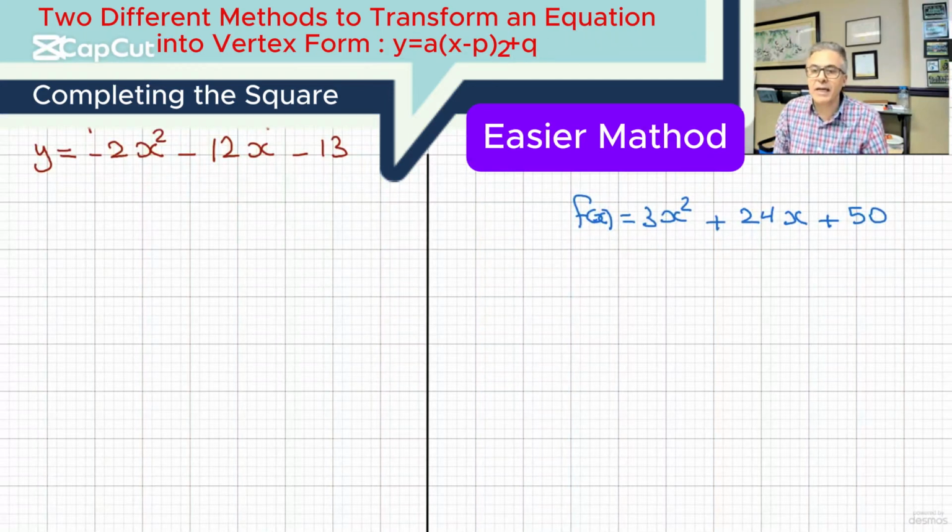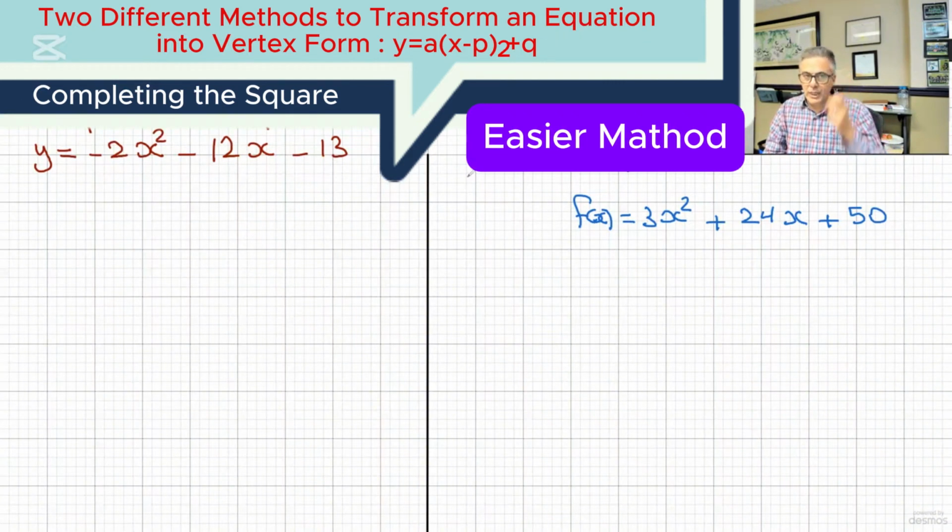Did you know there's more than one way to convert an equation from general form to vertex form? In this video, we'll explore two different methods to make the process easier and help you choose the best approach for any problem. We will explore the two methods to transform an equation into vertex form, y equals a(x minus p) squared plus q. By the end, you'll know exactly how to tackle any quadratic equation with confidence.